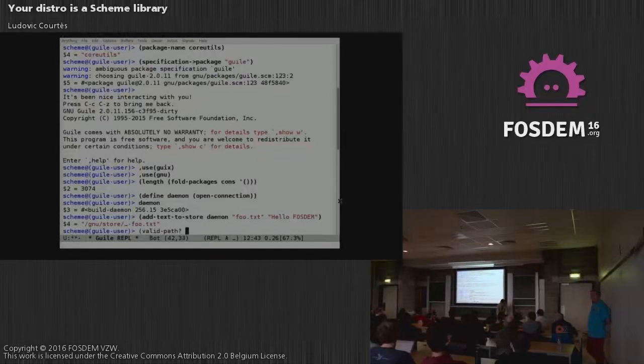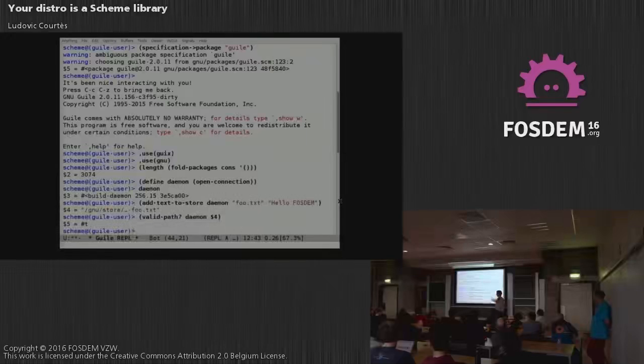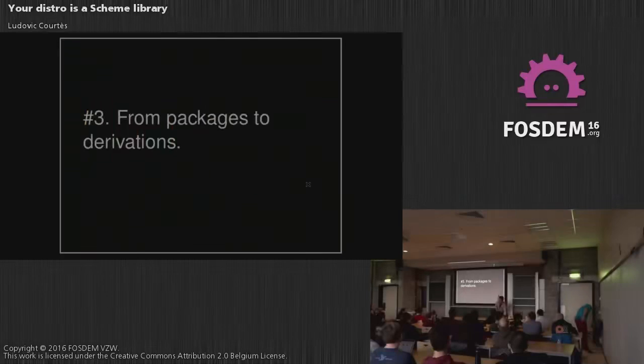So I'm not going to go into details. There are many RPCs I can call. I can ask the daemon, is this a valid file in the store? And it's going to tell me if it's valid or not. That kind of stuff. So that's basically one of the main ideas.